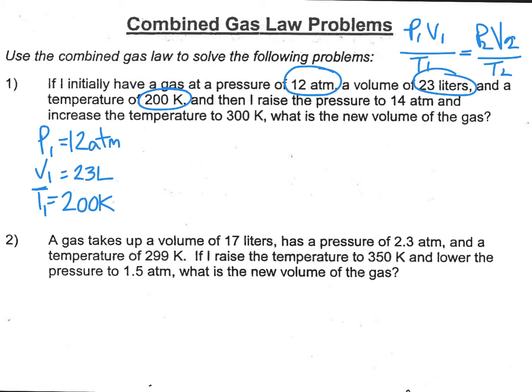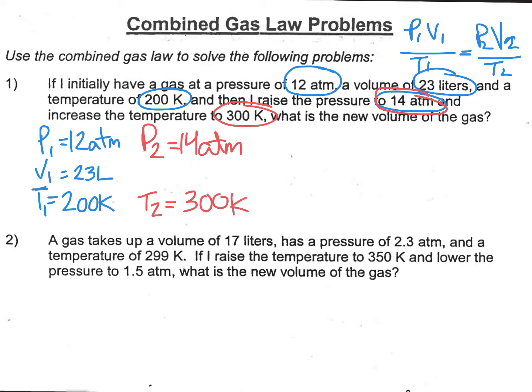What happens when I raise the pressure? So this is a new pressure. Let me do a new color there. A new pressure of 14 atmospheres. So if you look, pressure was now raised by 2 atmospheres, and the temperature is increased to 300. So my new temperature went from 200 to 300 Kelvin. We want to know what the new volume of the gas is. So that's what we don't know. So we can use our equation P1 V1 over T1 equals P2 V2 over T2 to solve for that.